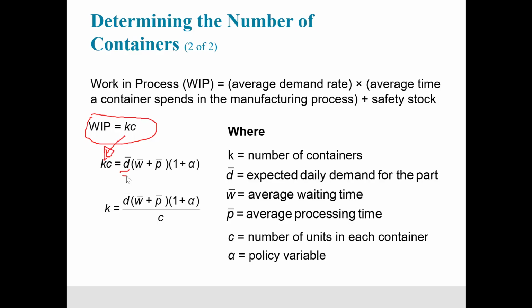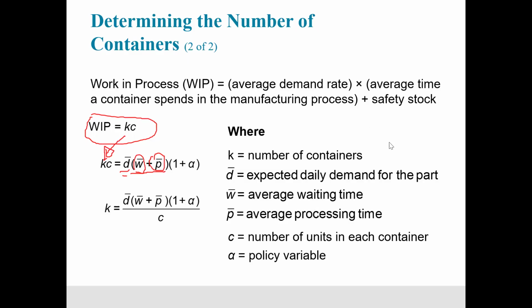But just keep in mind, we're looking at what's the average demand rate. You're going to multiply that by some timing. How much time does each container spend waiting? How much time does each container spend in processing? So if I know the average daily demand and the total amount of time spent in both waiting and processing, I can have a rough idea of what our work in process would be.